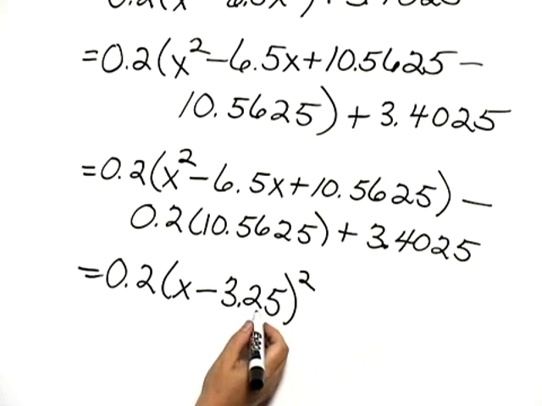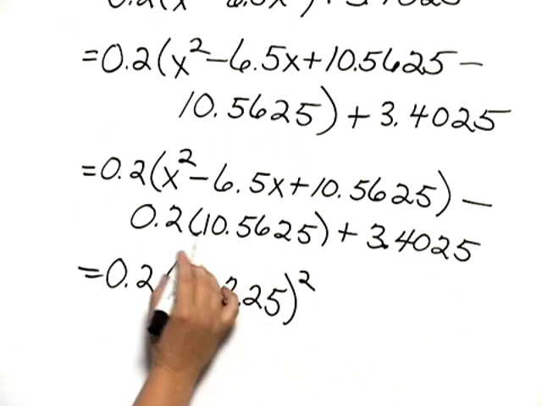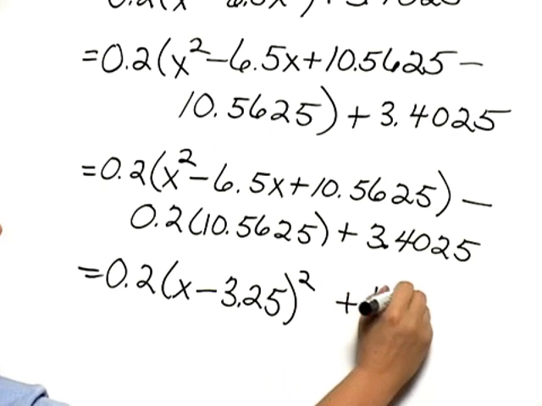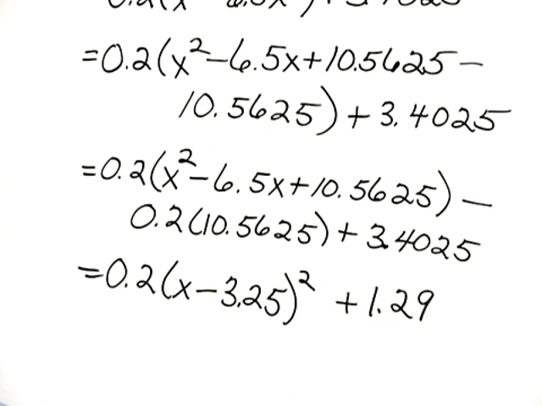3.25 is the square root of 10.5625. Then if I calculate the constant, I get plus 1.29. Now I can read the vertex from the graph. It's (3.25, 1.29). But since we're dealing with a real problem, let's write in the units.